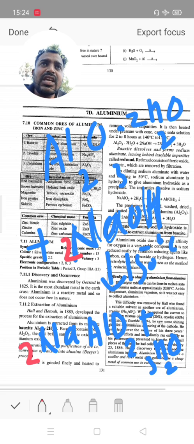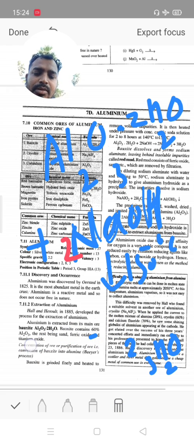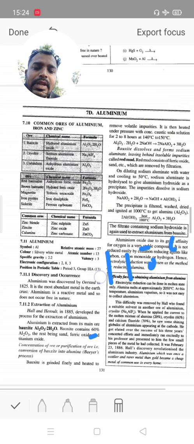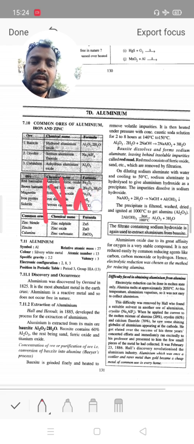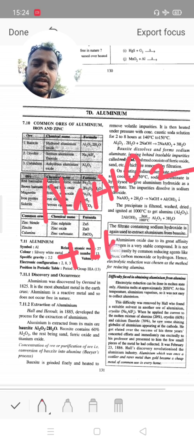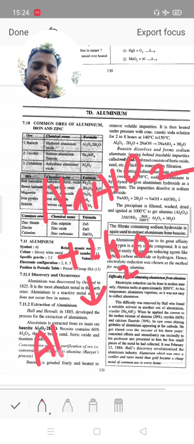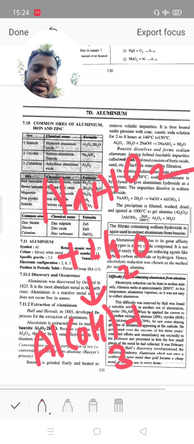Now we get the sodium aluminate, which is diluted by addition of water and cooled at 50 degrees Celsius. Addition of water means hydrolysis takes place. In hydrolysis, sodium aluminate converts to aluminium hydroxide. NaAlO2 plus 2 times water gives Al(OH)3, aluminium hydroxide, and byproduct NaOH.